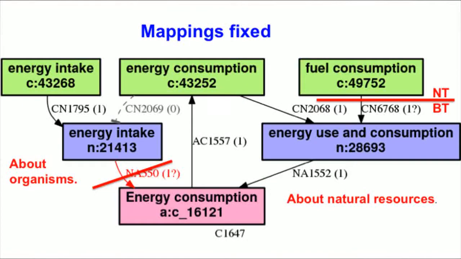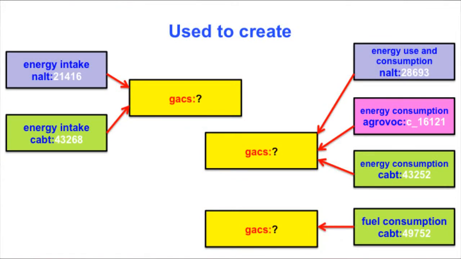So next, we decided where to make the cuts. We decided that there are some concepts that have to do with organisms, energy intake, and then some that have to do with natural resources, energy consumption. So we clarified that relation. And then we use those concepts to create new concepts in GACS. Those are the three yellow ones in the middle.